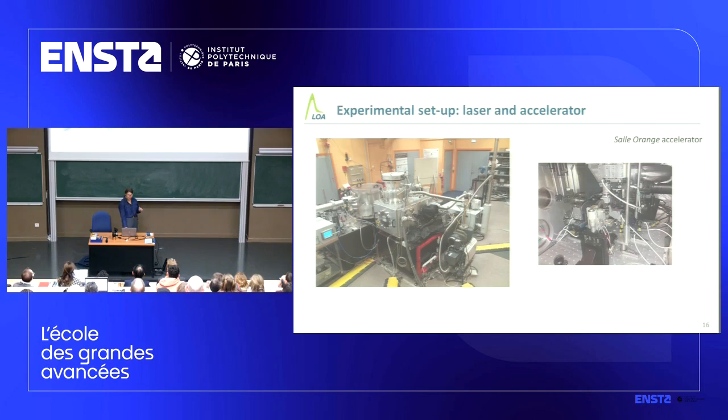So here it's the experimental chamber in which we did the experiments. The laser comes here from salle noire. It is brought down in our chamber. Then inside the chamber, the laser is focused by the off-axis parabola above the gas jet, which is in this little box here, and then the electrons are sent to our diagnostics.